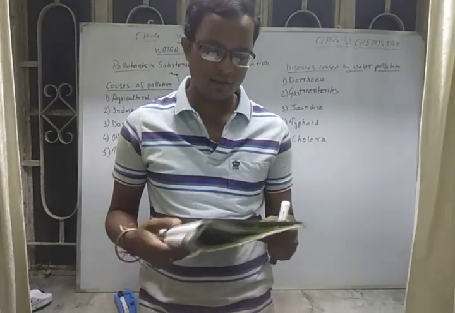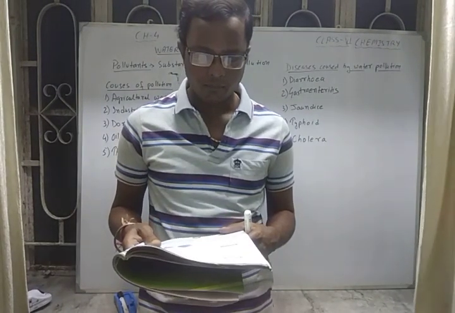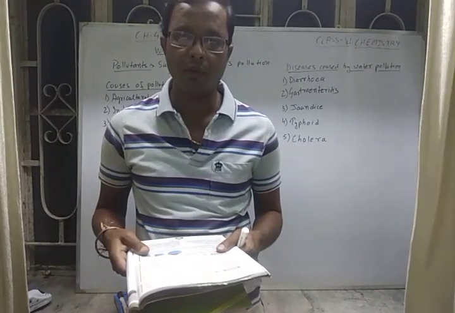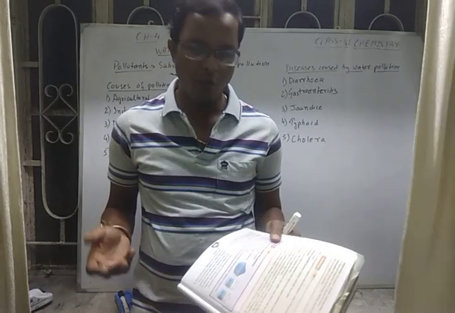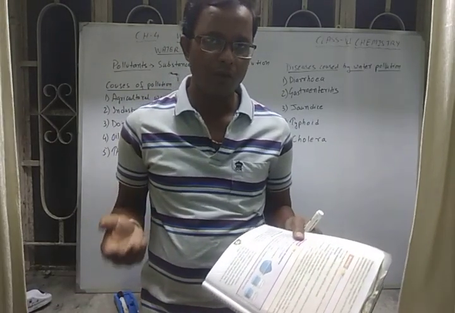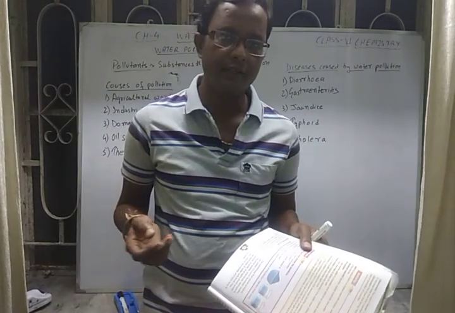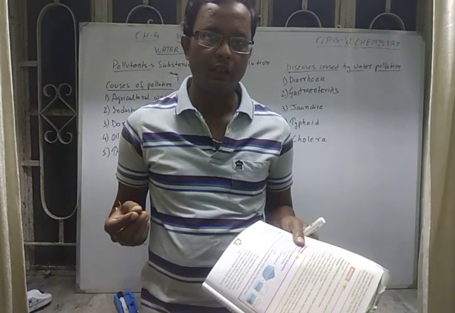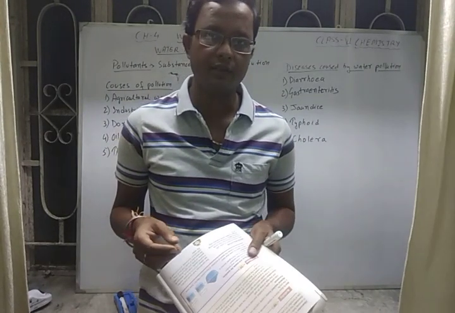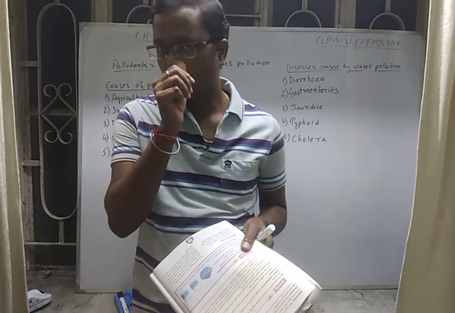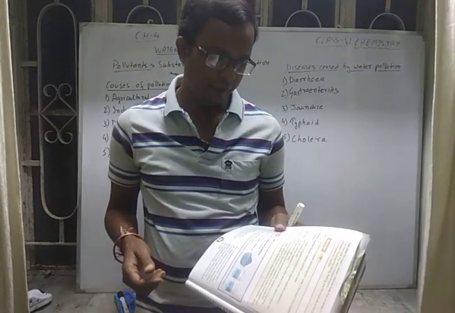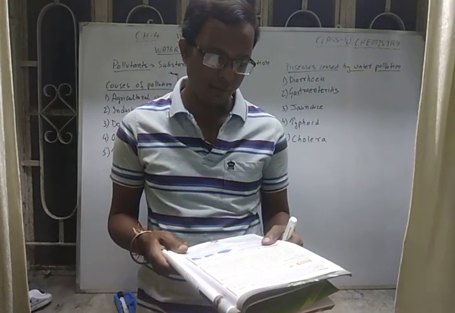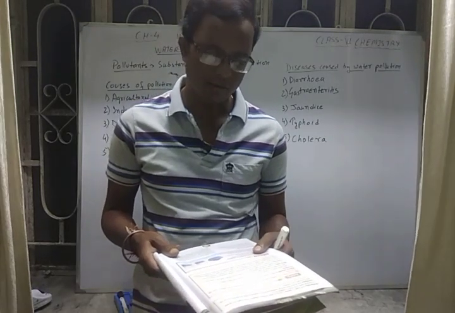Now today's topic is related to the pollution of water, that is, water pollution. What is water pollution? The contamination of unwanted things that pollutes the water, or that makes the water unfit for drinking or unfit for aquatic animals and plants to survive, is called water pollution. The definition given in the book is: the contamination of water with unwanted substances that causes harmful effects in living and non-living things is called water pollution.